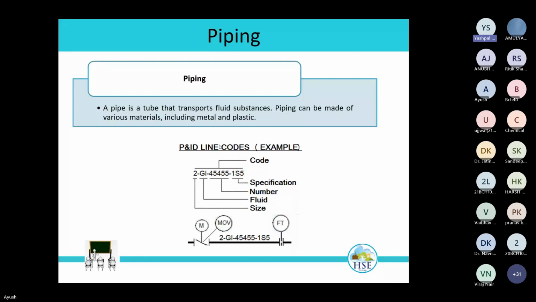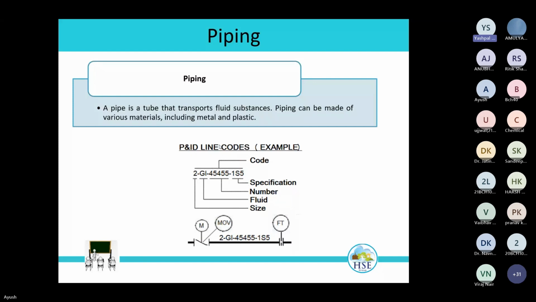In a P&ID, a line code example can be like this, but a company can change it according to their requirements. You will see there is a code. If you start from the left, sorry, start from the right, the right first is S5, that is the specification of piping.